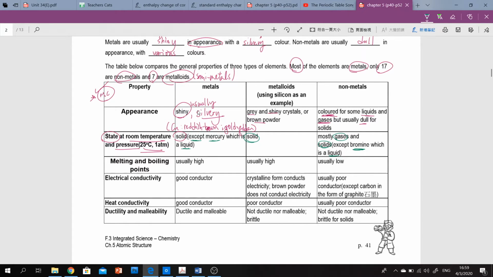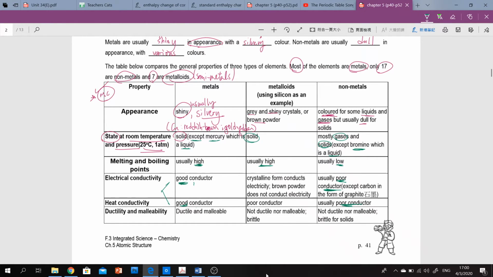And three, because of that, it is reflected by its melting point and boiling point. For metals, they usually have a high melting point and boiling point, but non-metals have a low melting point and boiling point, while for metalloids it's just in between, but quite high. If you talk about electrical conductivity and heat conductivity, you will find that they give a positive relationship, right? Those with good electrical conduction are usually good heat conductors. Similarly, non-metals are poor conductors of both electricity and heat.